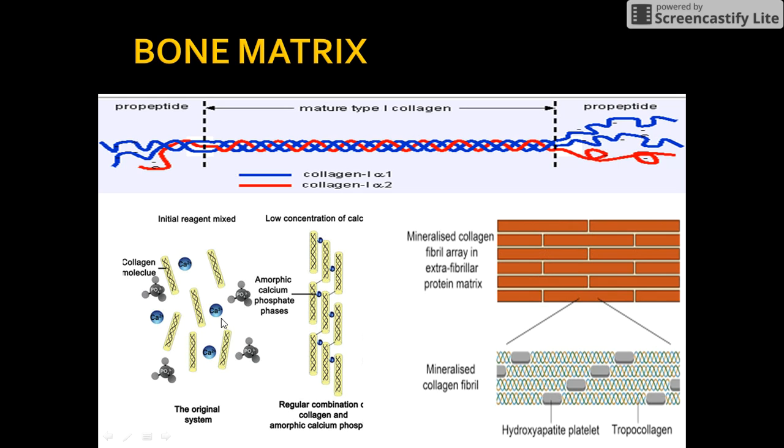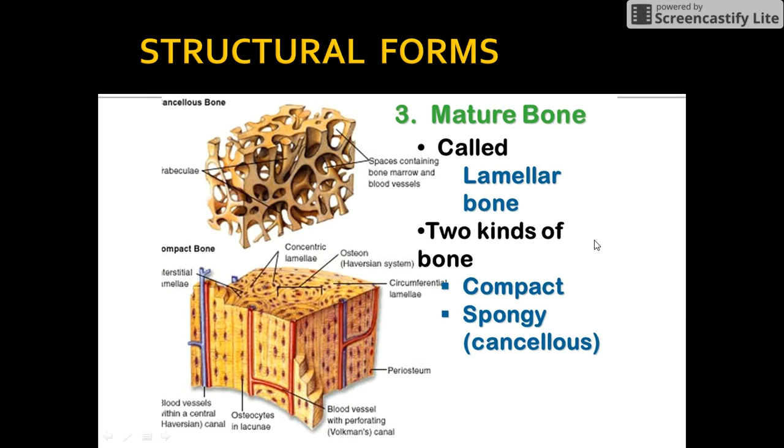Hydroxyapatite, see what the minerals are doing. These are scattered and they are bonded with the calcium. They are arranged properly. So see, we can take the example of bricks. These are the collagen fibers, and in between, this white is the minerals. So they are giving it a proper shape. So there are two structural forms of the bone. One is the cancellous bone and the other is the compact bone.